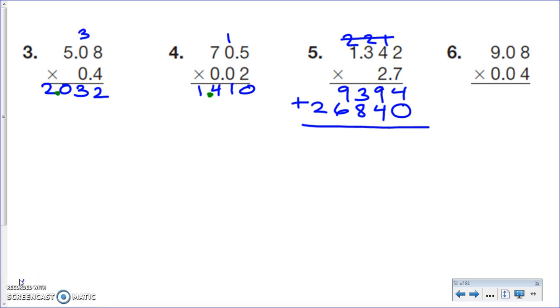Next, we're going to go through and add our 2 partial products. And now we need to figure out where our decimal goes. So if we look, we have 3 places after the decimal in the first number, 1 after the second number, so we should have 4 in our answer. So that means our decimal goes between the 3 and the 6.